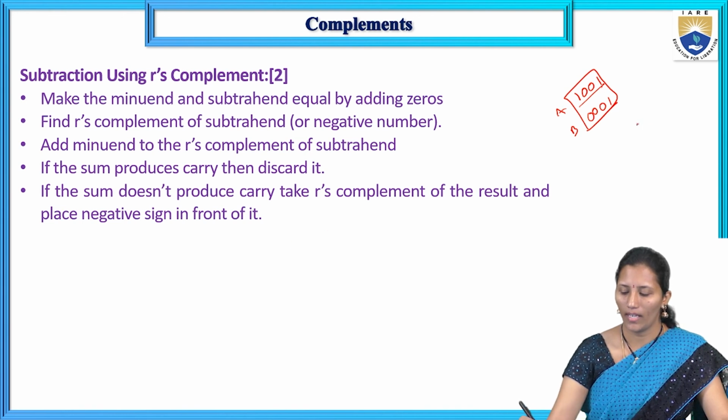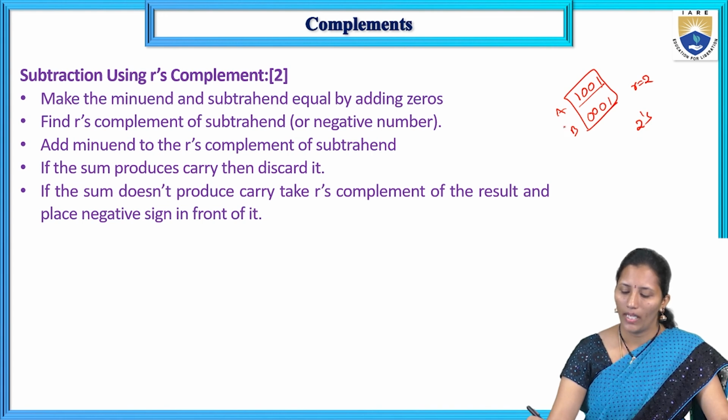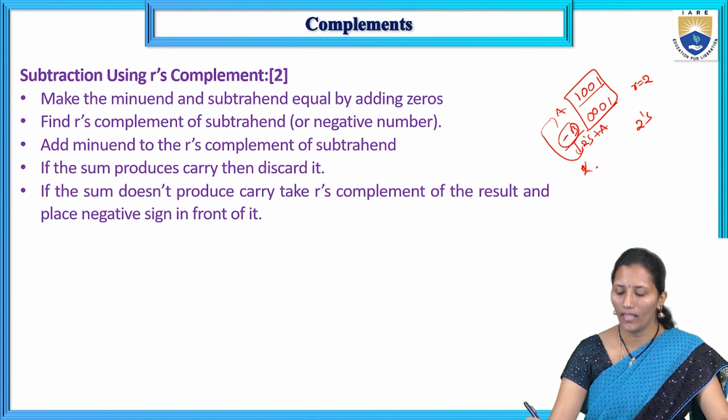So already we performed the 2's complement. R is equal to the base, so R's complement is the 2's complement. What did we do in 2's complement? If we have to perform A minus B, find the 2's complement of B and add it to A. If carry is generated, discard it, and the remaining bits will be the result. If no carry is generated, then find the 2's complement of the result and keep a negative sign on the result of the 2's complement.